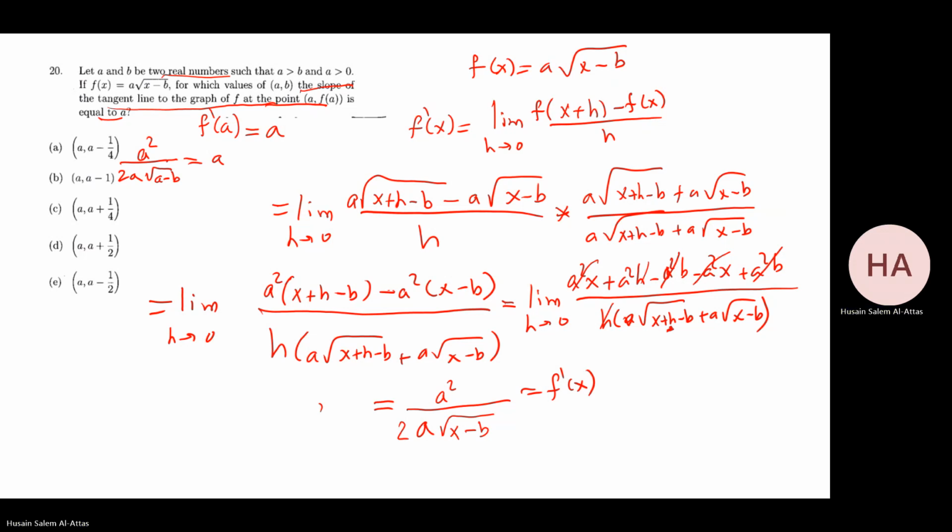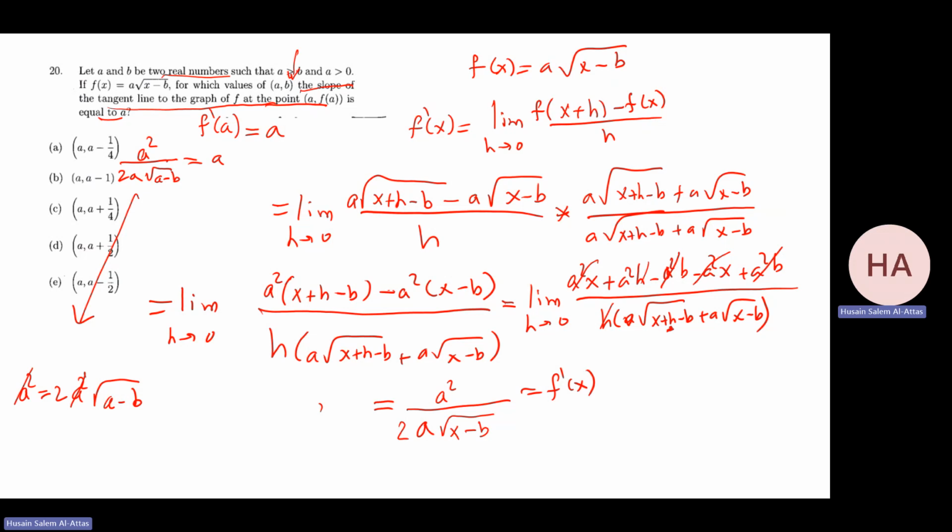When this is correct, I need b equal to what? I need to find b in terms of a. So that, let me do it here. That will be a square equal to a square square root a minus b. I can cancel a square.